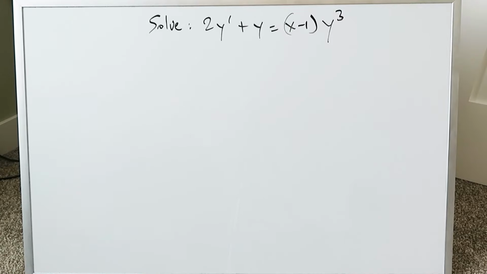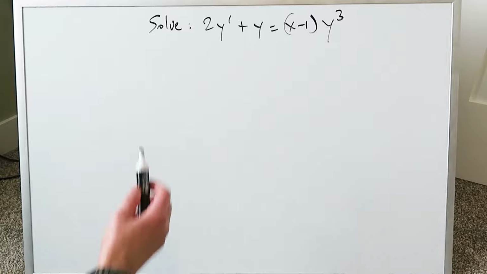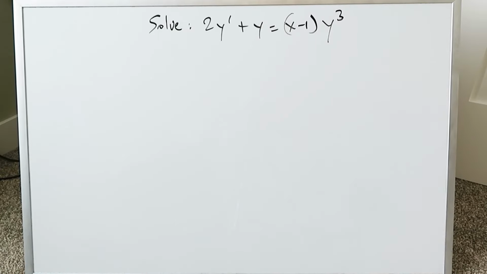We're looking here at this question. We have 2y prime, which you can say is 2 dy over dx, plus y equals x minus 1 times y cubed. When you're looking at this differential equation of the first order, what is it exactly that you're looking at? Like, what style of equation do we have?